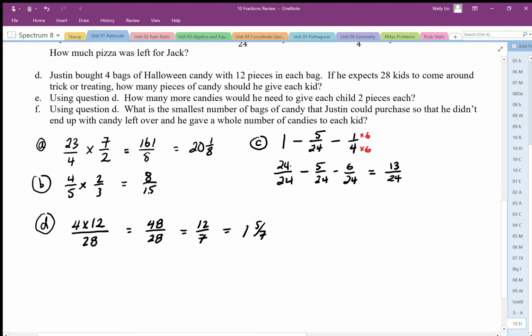Okay, so what's this? It says how many more candies would you need to give 2 pieces each? So for part E, basically we need a whole multiple of 28. So that's going to be 56. So we need 56. We have 48. So we need 8 more pieces.